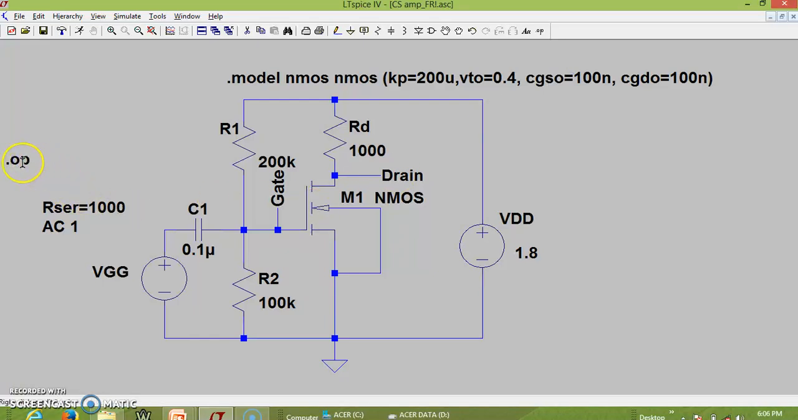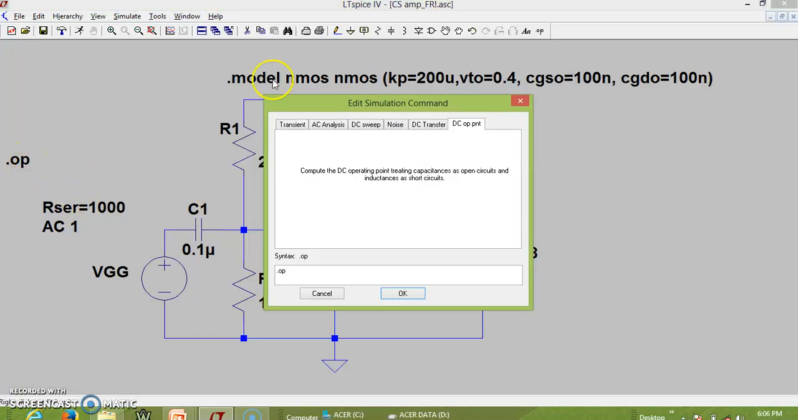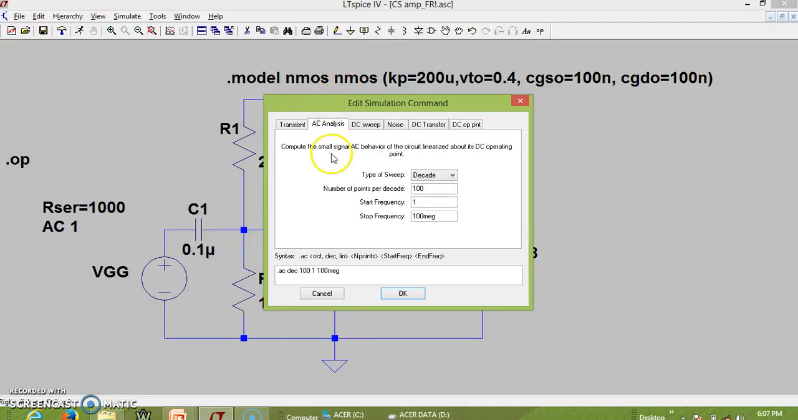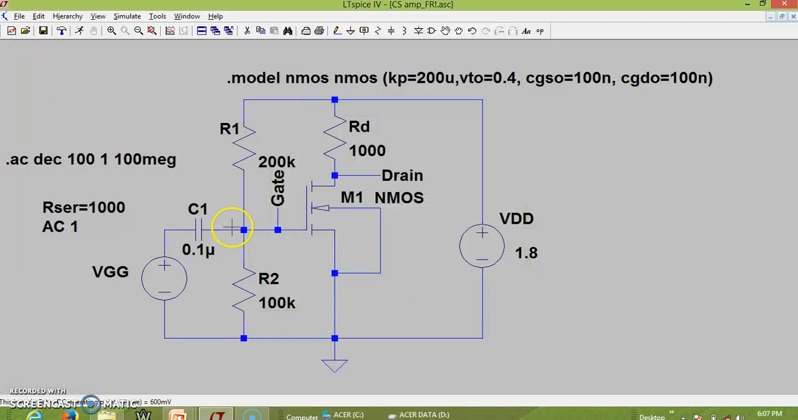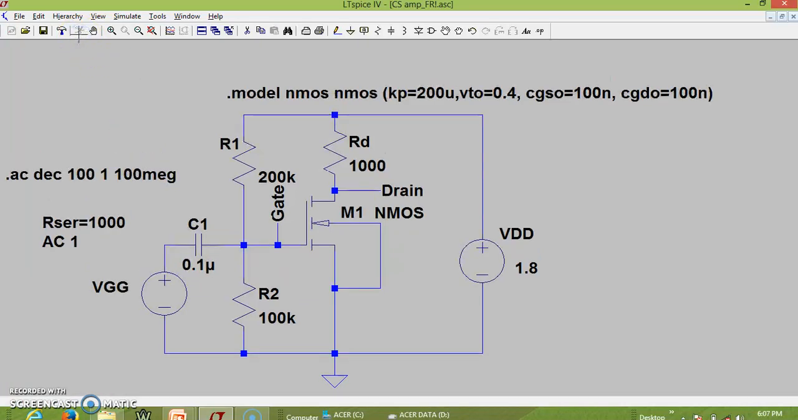So we can certainly do the frequency response, for which we have to select this AC sweep. The type of the sweep is decade, and the number of points per decade is 100. Let us start from a frequency of 1 hertz up to 100 megahertz. We know that the maximum cutoff frequency is 6 megahertz. So we shall just have this, and I can see this is .ac dec 100 points per decade, with the starting frequency, and 100 megahertz is the end frequency. So let me run this now.